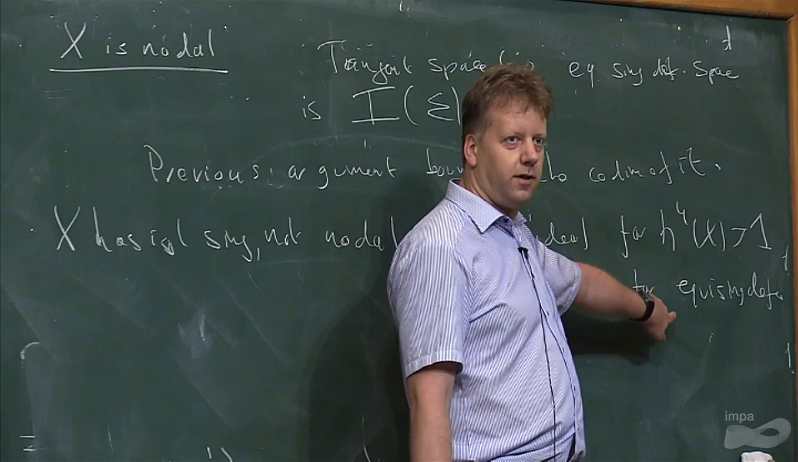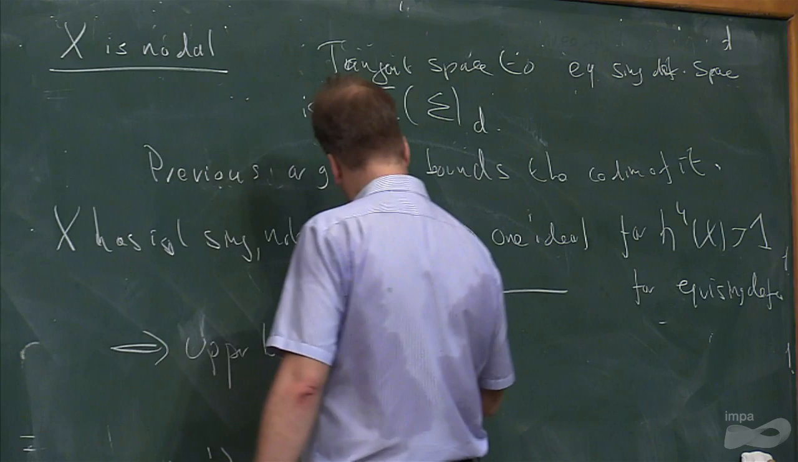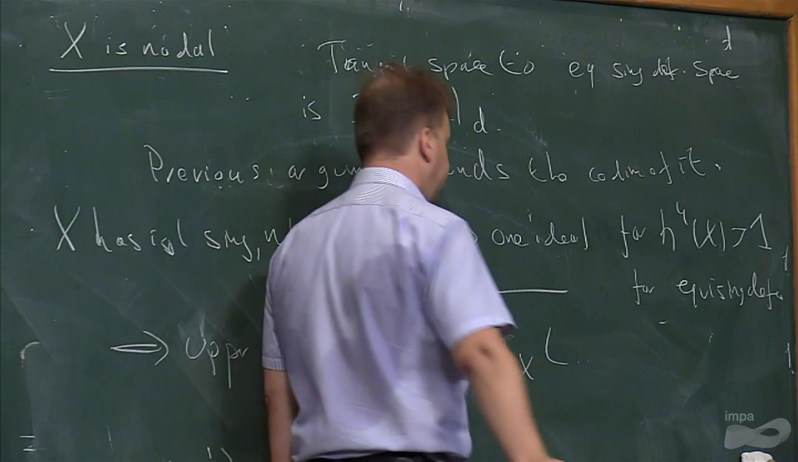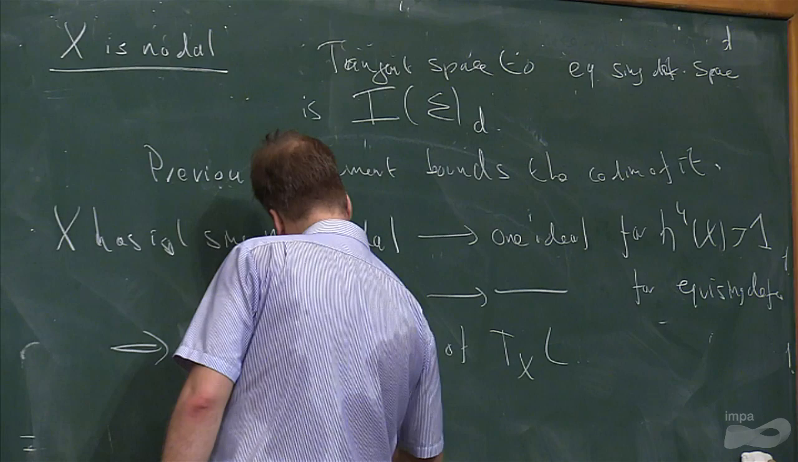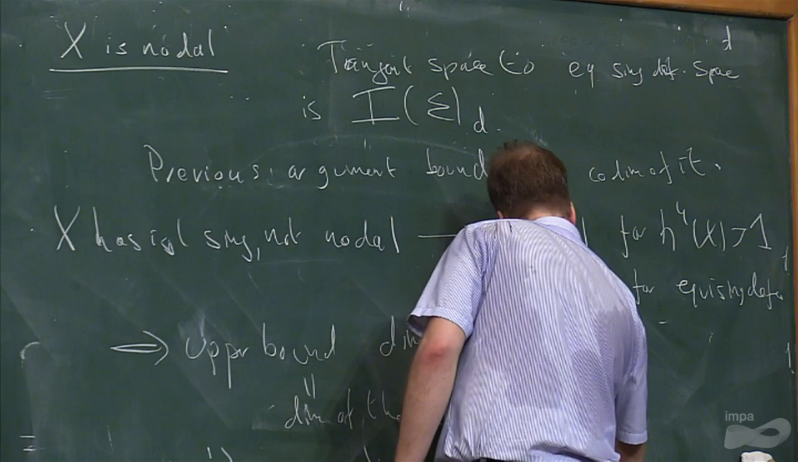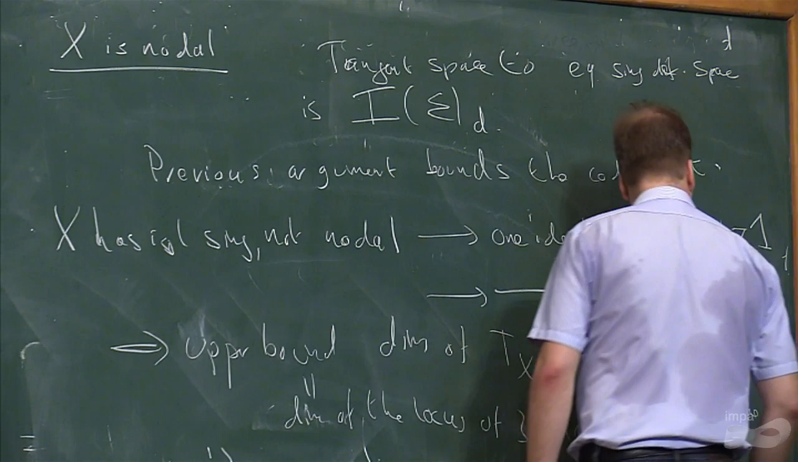And so in the end, you get an upper bound for the dimension of T_X L. And then you can show that this upper bound is precisely the dimension of the locus of threefolds containing a plane. Okay. So the final part was probably a little bit too fast.